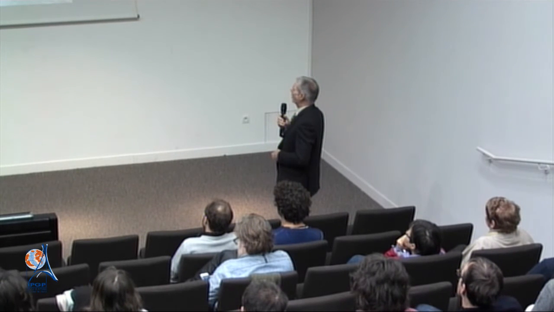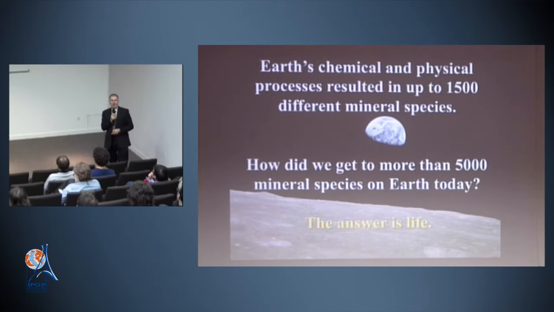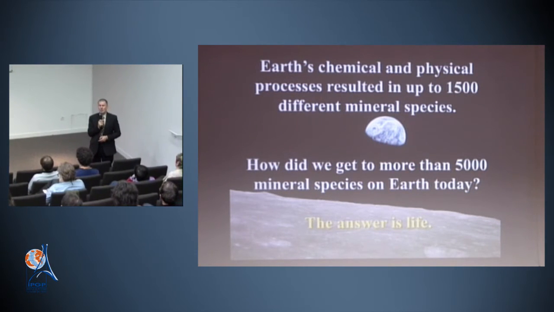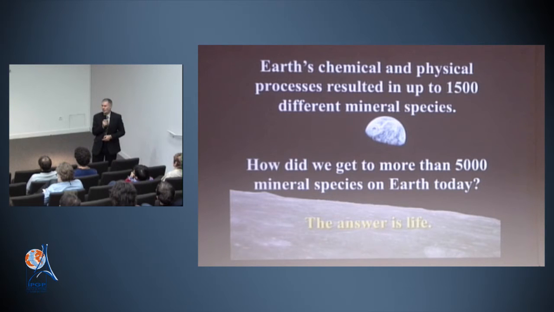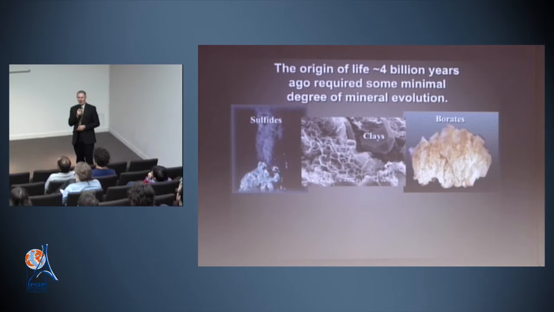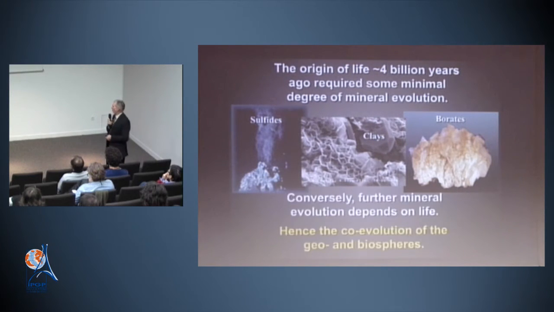The question is, how do we get to this? And the answer, it turns out, is life. We argue that life has given new physical and chemical conditions at Earth's surface that lead to more than 2/3 of all the known mineral diversity. So, this is a kind of interesting twist on an old theme. There are many different hypotheses for the origin of life, which require different kinds of minerals. And that makes a great deal of sense. But by the same token, further mineral evolution is dependent on life.